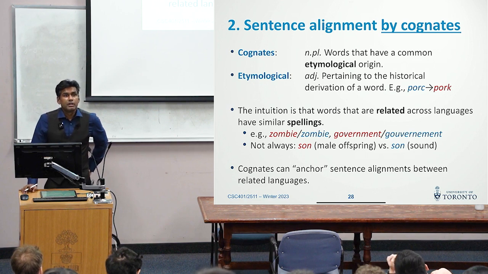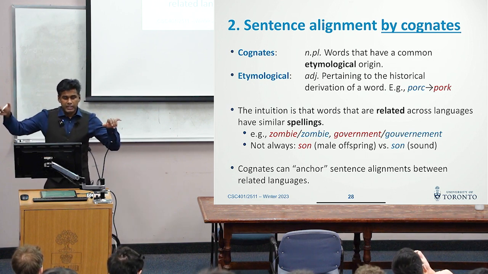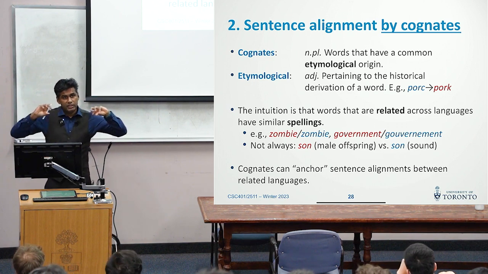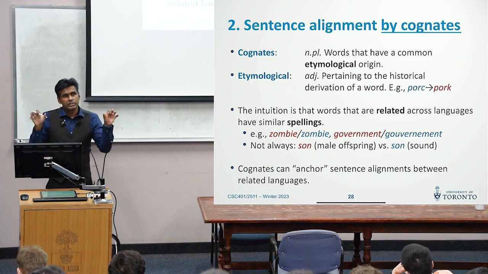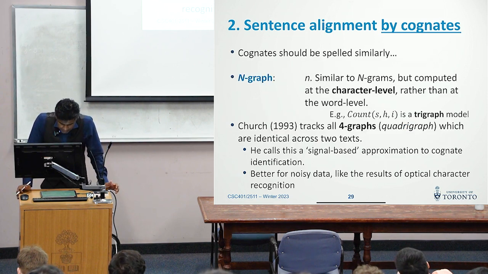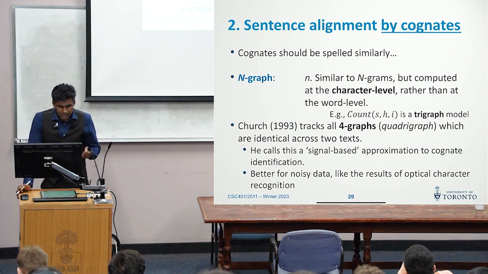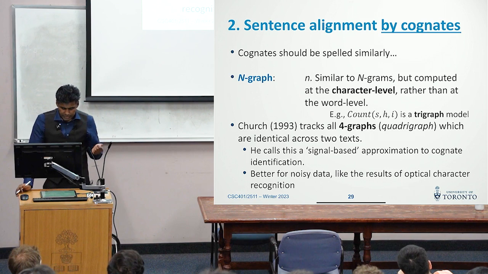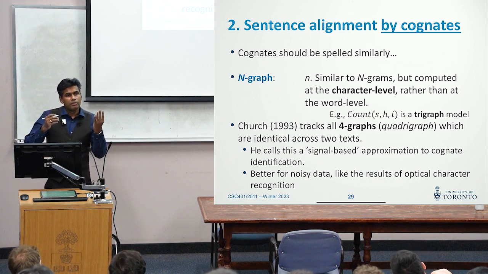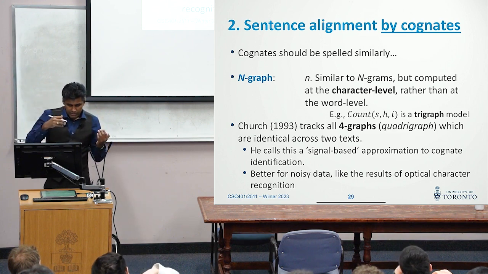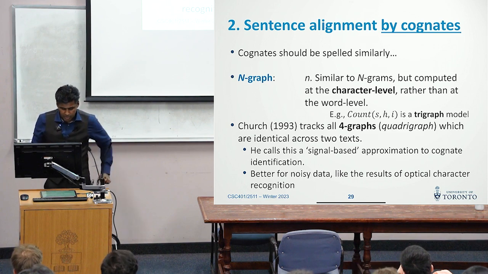The intuition of cognates is that even if we don't know what the target language or source language says, we can look at those cognates and decipher the relative position, so the cognates act as anchors in the source and target sentences. The method that Gale used was something called ngraph, which is the same as ngrams, but computed at the character level. So an ngraph is basically four characters or four letters. And he tracks all words that have identical four letters, and that's how he anchors, and he calls each quadrigraph a cognate.